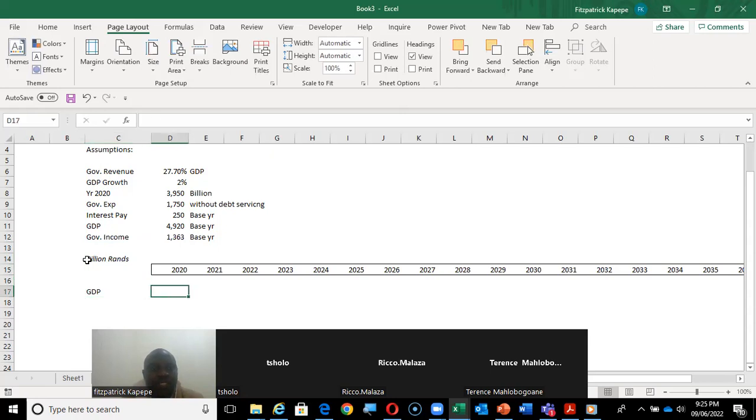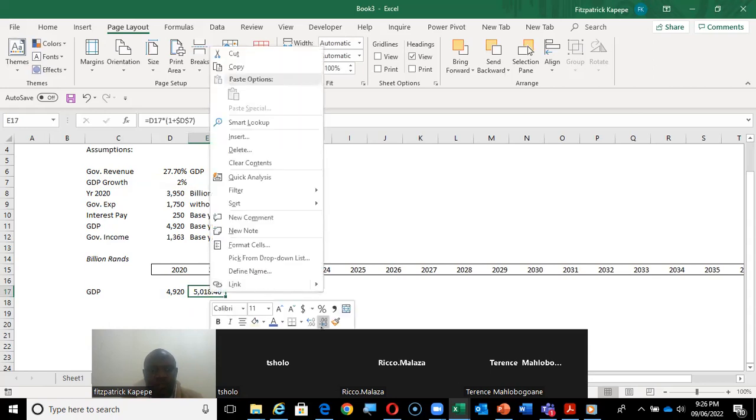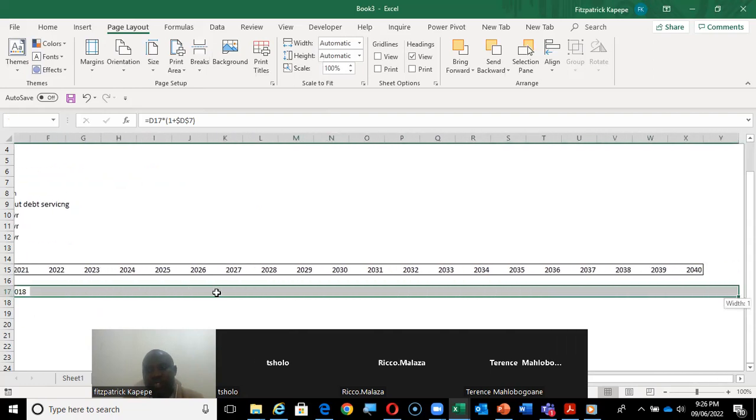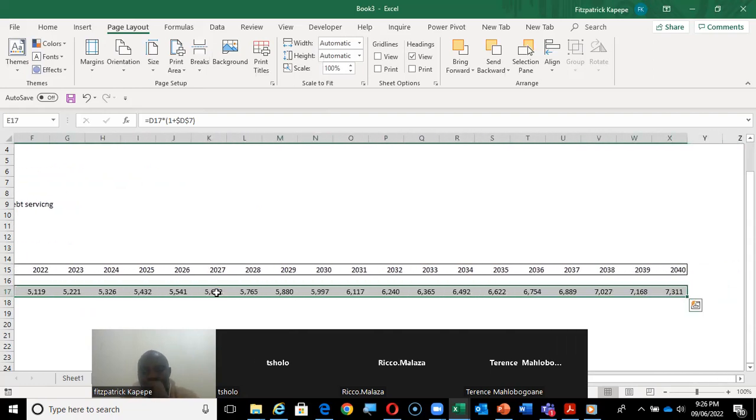So in 2020, the GDP was 4,920. That was the GDP. So the 4,920, we are growing it by 2% year on year. 1 plus, you pick the 2%, you lock. So in terms of the GDP, this is how your GDP is growing.